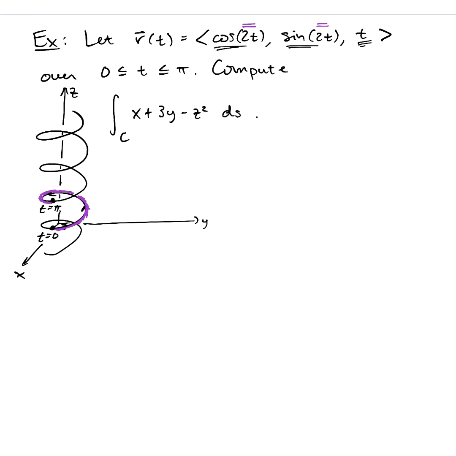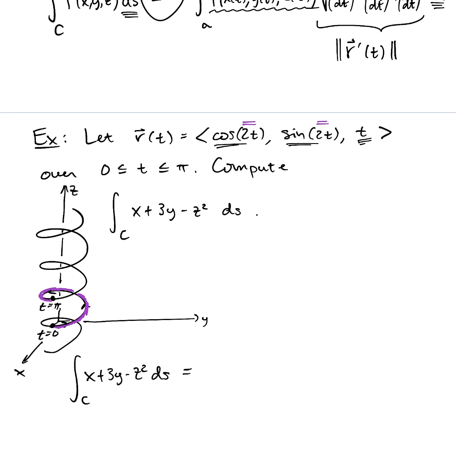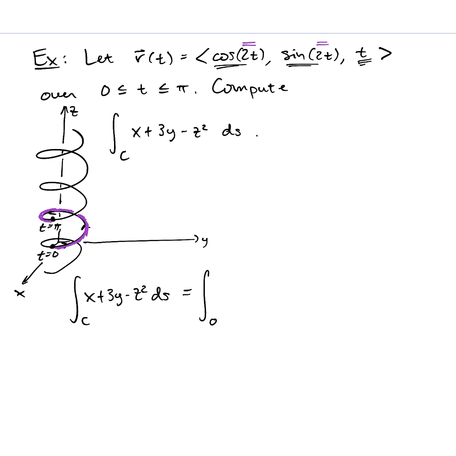Okay, now that we have it written out, let's just do our work. The integral over that curve of x plus 3y minus z squared, done with respect to arc length, is, by this definition right here, we know what to do. That segment is traced out as t varies from 0 to pi. Everywhere we see an x, we put a cos 2t. Everywhere we see a y, we put a sine 2t. Everywhere we see a z, we put a t. There's going to be this big square root piece, and the whole thing is done with respect to t.